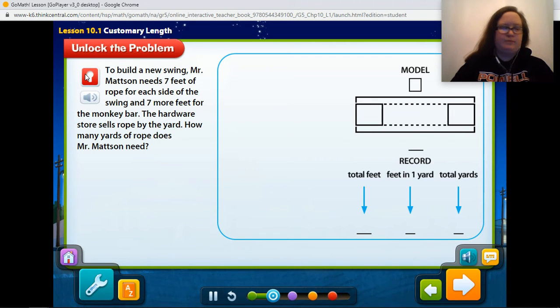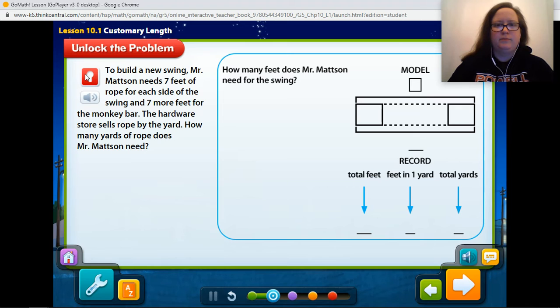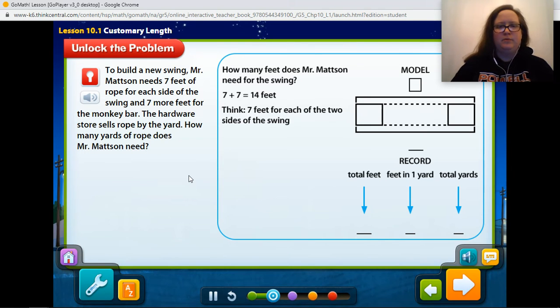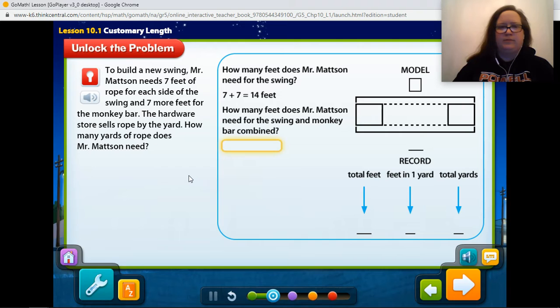Let's use a bar model to create and solve an equation. First, you need to know how many total feet are needed to complete the swing. How many feet does Mr. Matson need for the swing? So if you look, how many feet does he need? Mr. Matson needs 14 feet of rope for the swing. How many feet does he need for the swing and the monkey bar combined? Mr. Matson needs a total of 21 feet of rope for the swing and monkey bar combined.